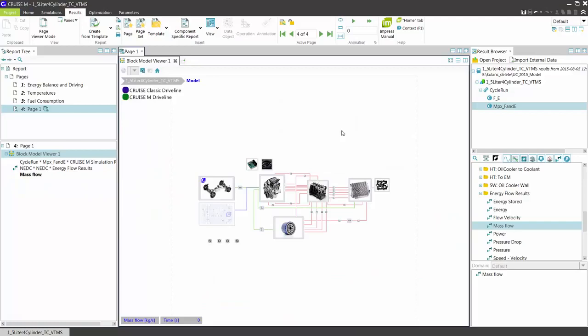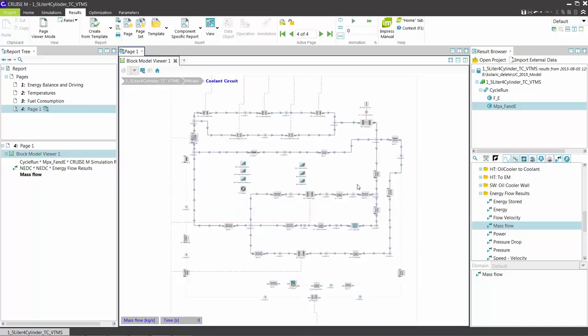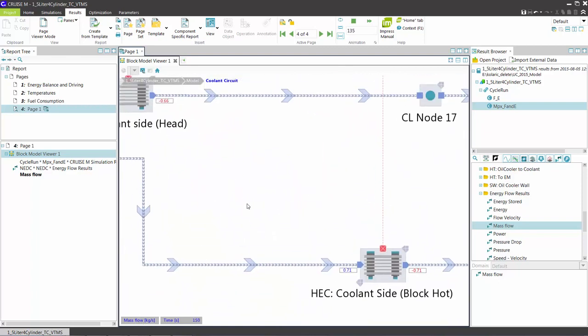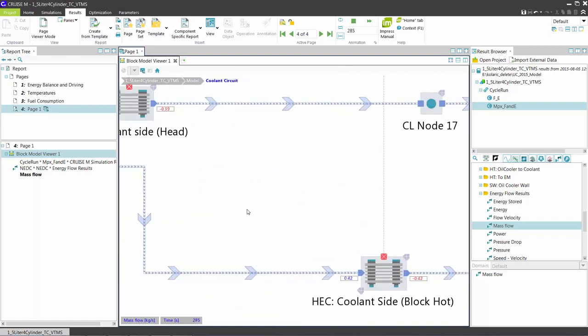The energy flow graphics results, or the EFG results, are also available. It's quite handy for an engineer to be able to observe the distribution of the mass flow in the coolant system. Using EFG and the animation feature, he can do that easily. As the mass flow through a certain branch increases, the line gets thicker, and as it decreases, it gets thinner. A numerical value is also available at every component.